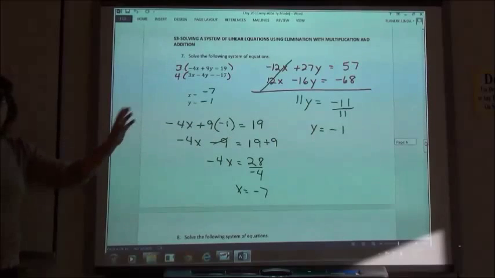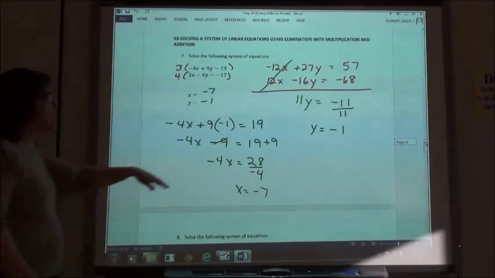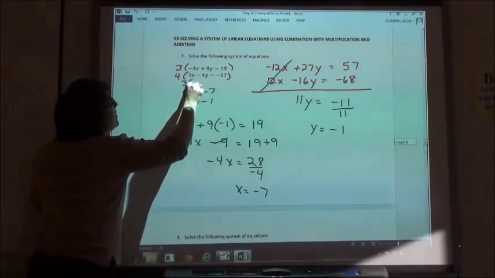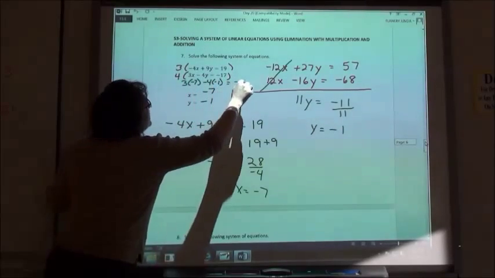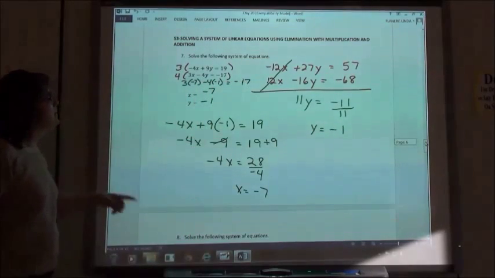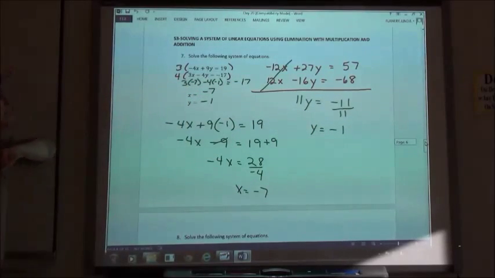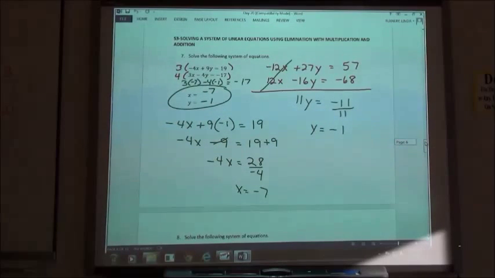Same kind of thing, if you wanted to check your answer to make sure you did it right, substitute in for the x and the y on your opposite equation. So take 3 times negative 7 minus 4 times negative 1 to see if you get an answer of negative 17. Negative 21 plus 4, sure enough, is negative 17, so it does check out that x is negative 7 and y is negative 1.